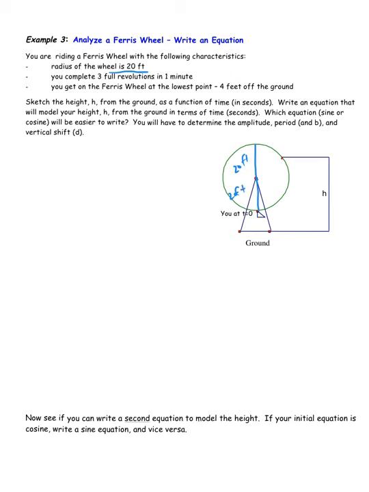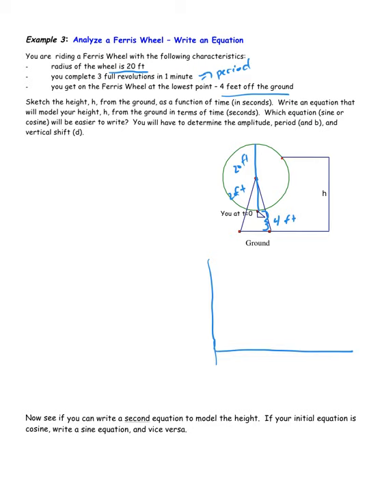Then we are told you complete 3 revolutions in 1 minute. So this has to do with the period, which we'll work on later. And you get on the Ferris wheel at the lowest point. This is a more normal Ferris wheel, which is 4 feet off the ground. So I'm going to draw that in on the diagram, that distance is 4 feet. And now we want to start figuring out the characteristics for this Ferris wheel. So here I'm going to be prepared to make a little sketch. And let's see what we know about this Ferris wheel.